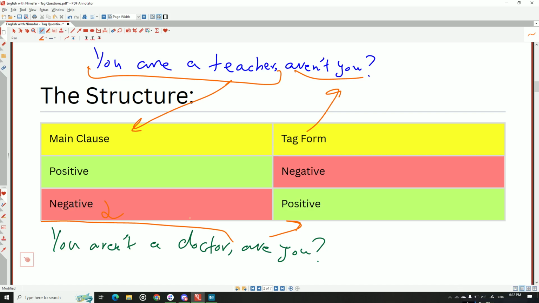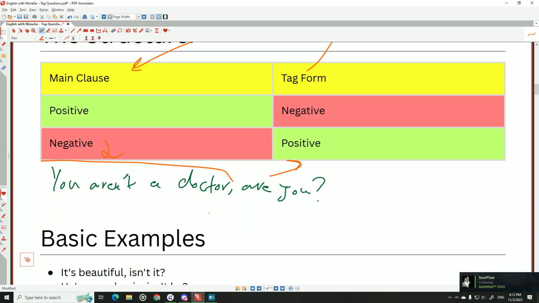But for example, when you say she can swim, you're using the modal verb can. You can't say she can swim, doesn't she? That's wrong. She can swim, can she? And many other things. So that's a key point here.